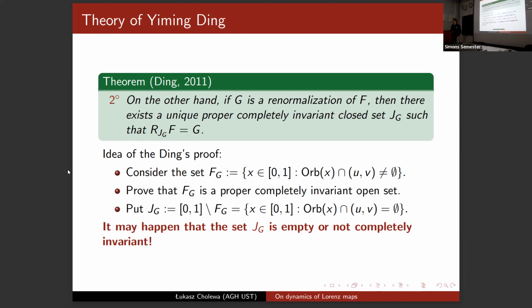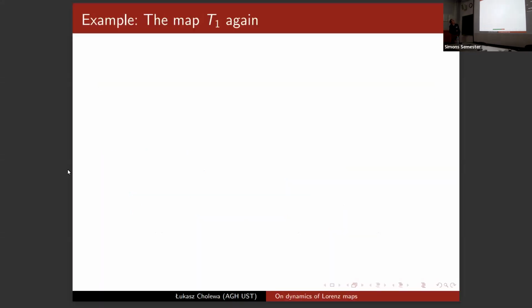J from Julia and F, I don't know. I will show you two examples. So the first one is again the map T1.